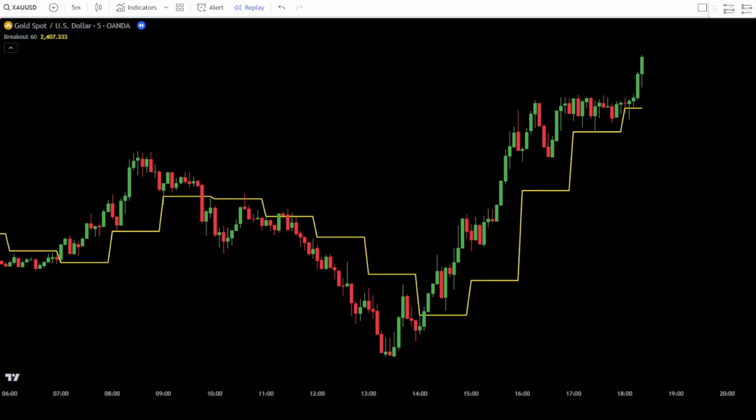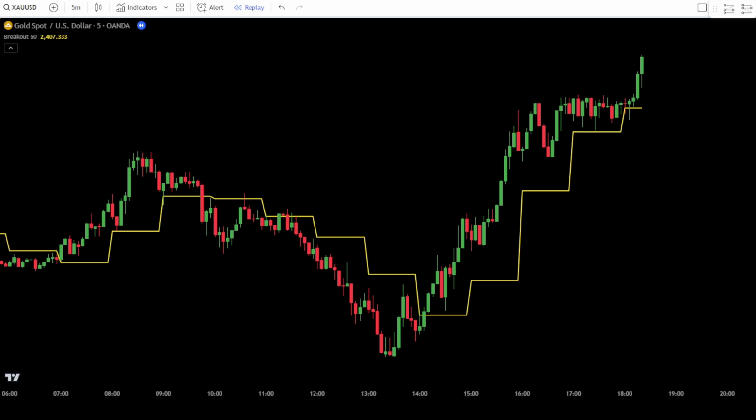This breakout line indicator will be used to observe breakouts in the market. If the price candlestick can achieve a bullish breakout, that is a buy signal, and your focus will only be on placing buy orders. Conversely, if the price candlestick achieves a bearish breakout, that is a sell signal, and your focus will only be on placing sell orders.